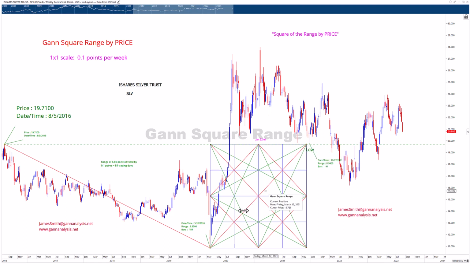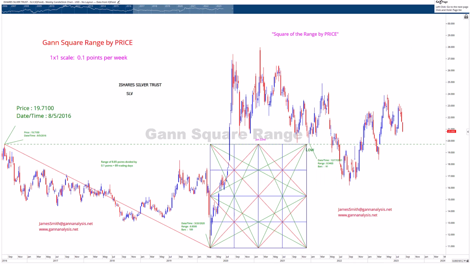All right, so you're using price to get the time distance across. So we continue forward using the same range of 8.85 points in price, and we use 89 trading days in time. That gives you the square. Now, you're saying, well, wait a second, this is not useful because you've exceeded the square. What do we do then?